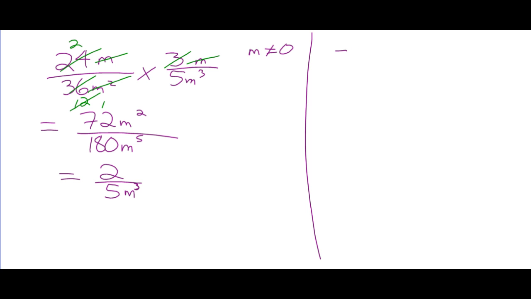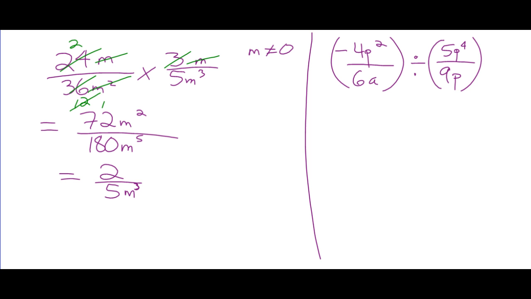Okay, negative 4p squared. Okay, what's the first step? Change it to multiplication, right? So step 1, change to multiplication. So it becomes negative 4p squared over 6a times 9p over 5p to the 4th.